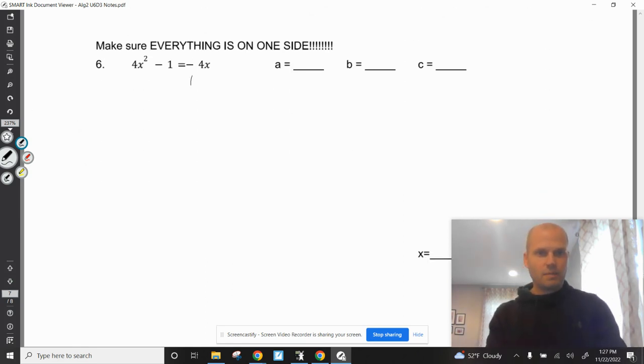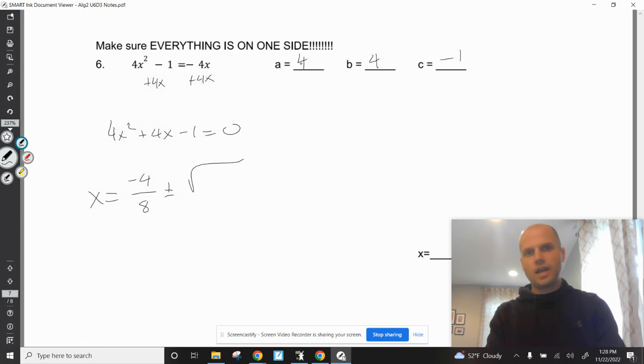All right, here's the same thing. Make sure everything's on one side before going crazy. A is 4, B is positive 4, C is negative 1. I'm going to go through this quickly. Opposite of B over 2 times A. B squared is 16. 4 times A times C. Ooh, is that going to be 32? 4 times A times C, with C negative 1, is negative 16. So I have 16 minus negative 16. So that is going to be 32.